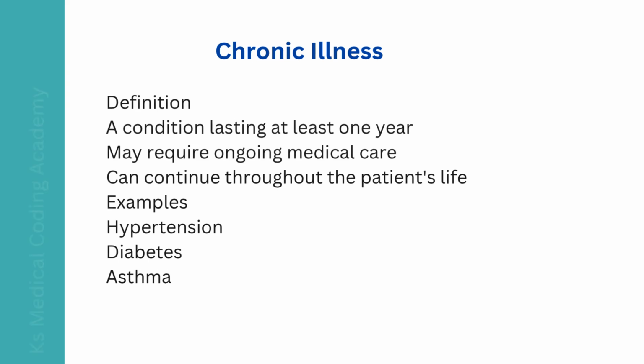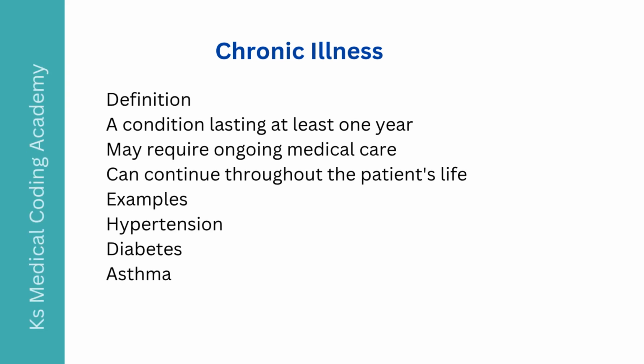A chronic illness is a medical condition that lasts for at least 1 year or may continue throughout the patient's lifetime. These conditions usually require ongoing monitoring and treatment. Common examples include hypertension, diabetes, and asthma. In EM coding, chronic illnesses are evaluated based on whether they are stable or unstable.